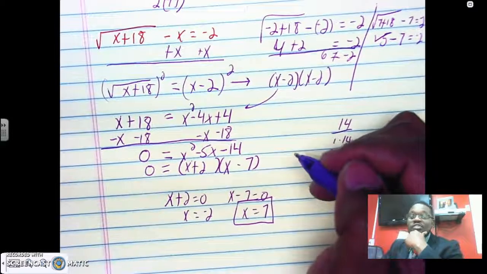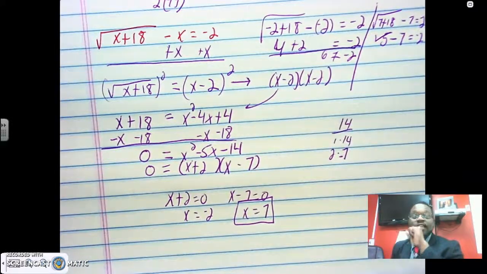So guys, this is where you need to make sure you check your answers. Make sure to check your answers. All of the answers are not necessarily answers. I think back in the day they used to call them erroneous solutions or something else.